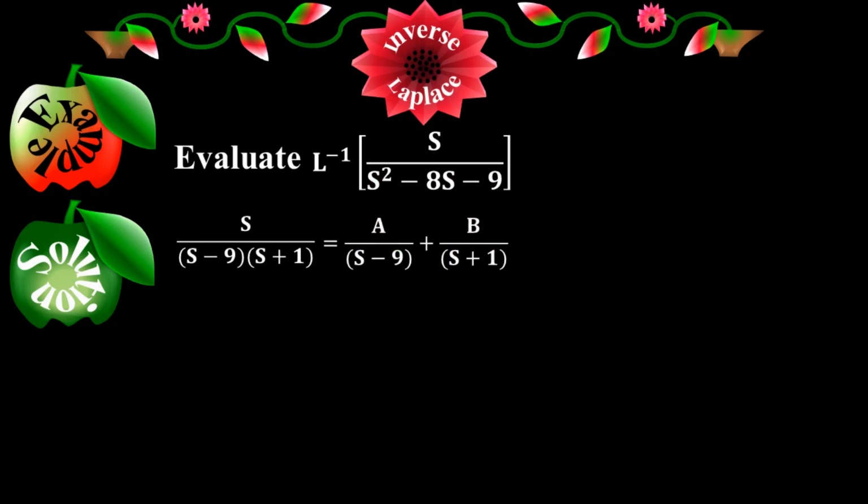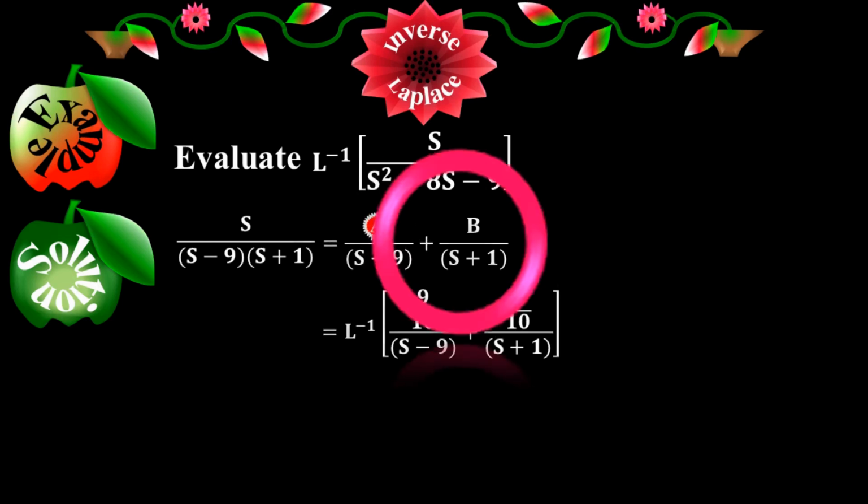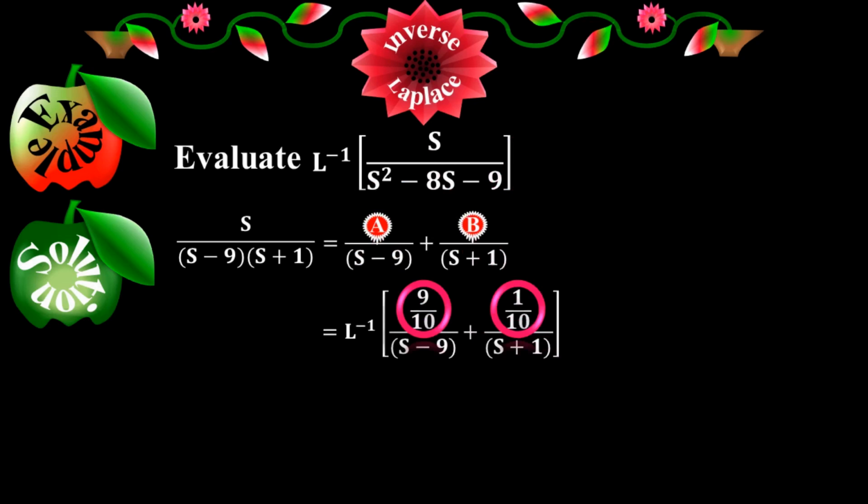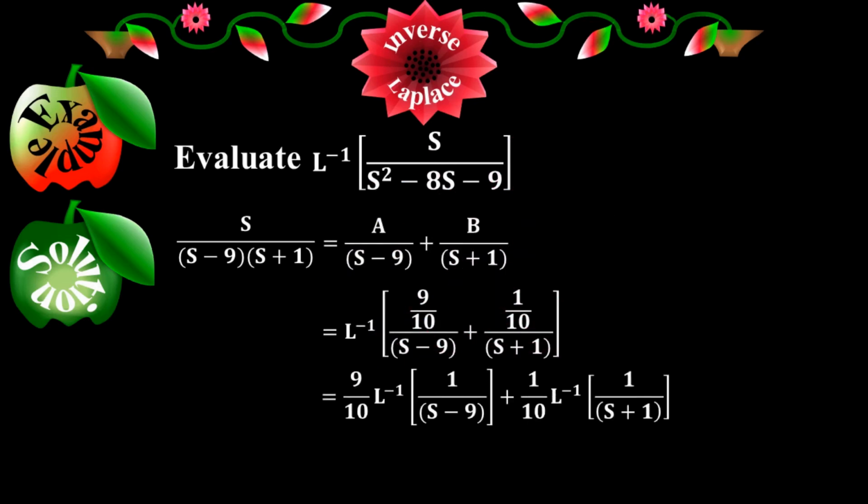Let me put the values of a and b here to have 9 over 10 over s minus 9 plus 1 over 10 over s plus 1. This is my a and this is my b. Can I write 9 over 10 times inverse Laplace of 1 over s minus 9 plus 1 over 10 times inverse Laplace of 1 over s plus 1. Just take 9 over 10 and 1 over 10 outside. The inverse Laplace of 1 over s minus 9 and 1 over s plus 1 equals e to the 9x and e to the minus x.